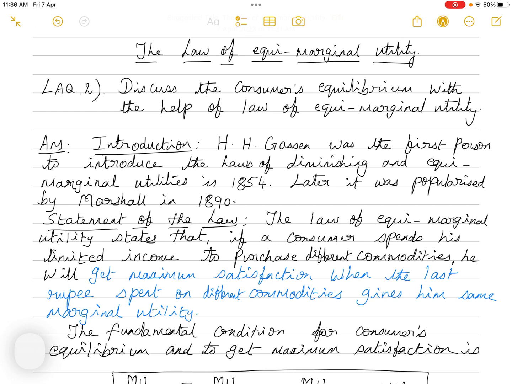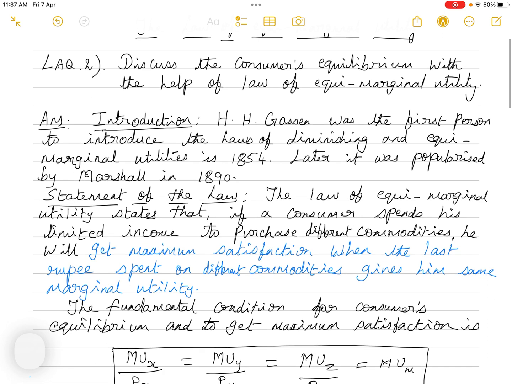In my previous answer, on the Law of Diminishing Marginal Utility, I already mentioned the format of an answer. First there should be the introduction, then the statement of the law, the definition, and then you explain with the help of a table, and if there is a diagram you explain the diagram also, and whatever else the question asks for, such as assumptions, limitations or importance. In this case the question is, discuss the consumer's equilibrium with the help of the Law of Equi-Marginal Utility.